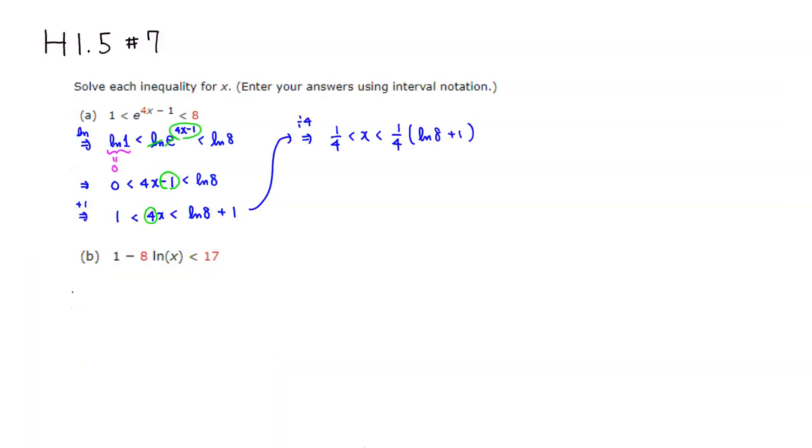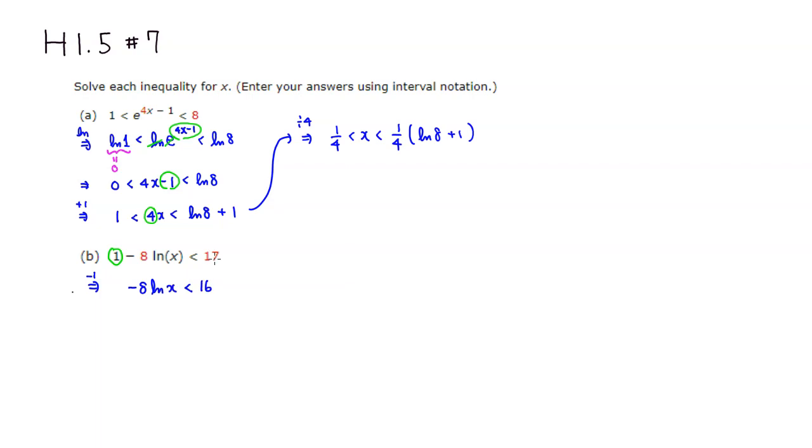Let's look at part B. Again, we are trying to isolate x. The first step is to get rid of this 1 here, so we can simply subtract 1 from both sides. So you have negative 8 natural log of x is less than, subtracting 1 from there, 16.